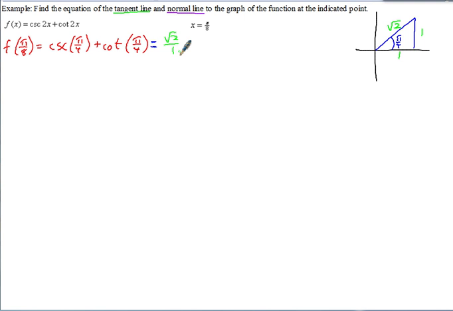And then plus, cotangent is the reciprocal of tangent. Tangent is the opposite over the adjacent. So cotangent would be adjacent over the opposite, which is 1 over 1 also. So that gives us square root of 2 plus 1. There's your y-coordinate. So your point of tangency is pi over 8 and square root of 2 plus 1.